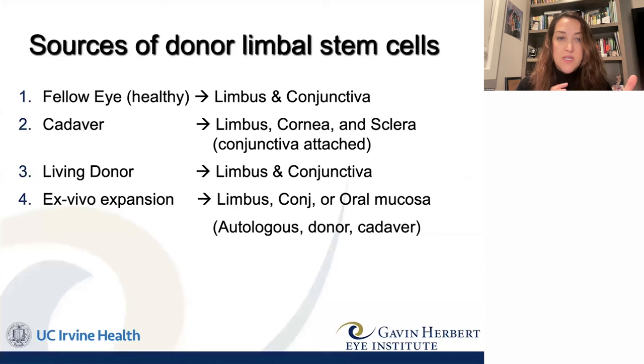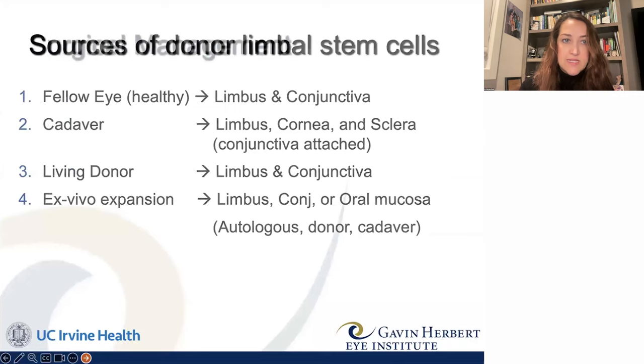We can use living related donor tissue. In those cases, we get limbus and conjunctiva. And certainly the future of this, hopefully, we will be able to go into ex vivo expansion of limbal stem cells, where we can get tissue either from the patient's own tissue or cadaver and expand these ex vivo and then transplant those onto the eye. That is all in research phase at this point.